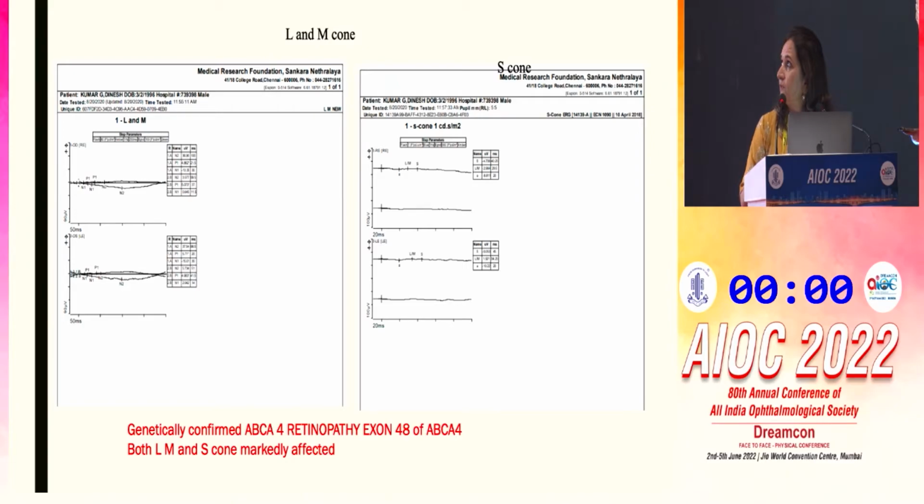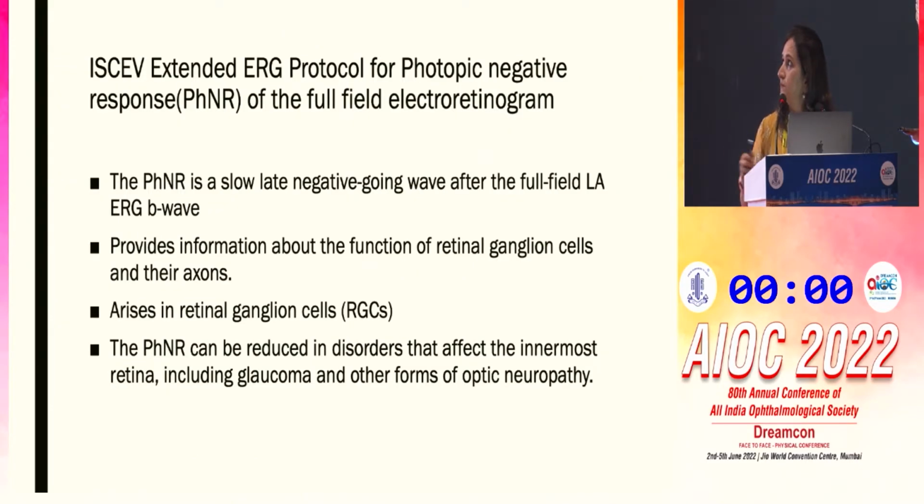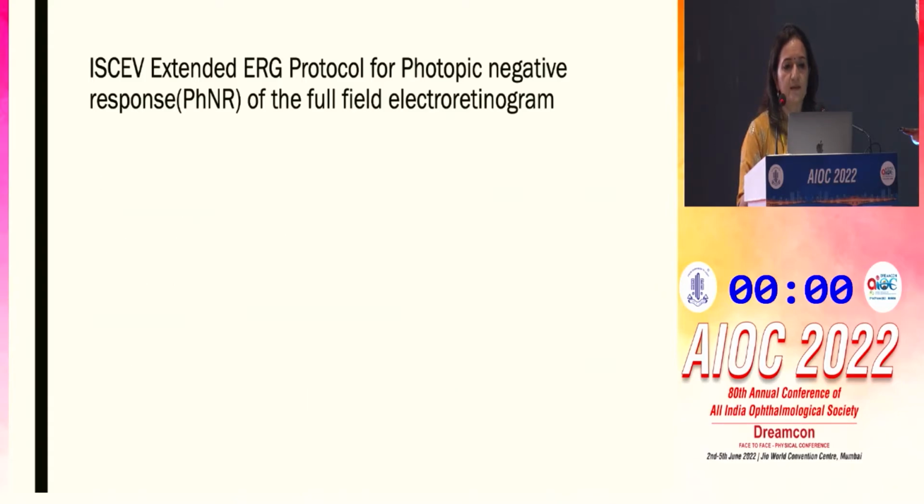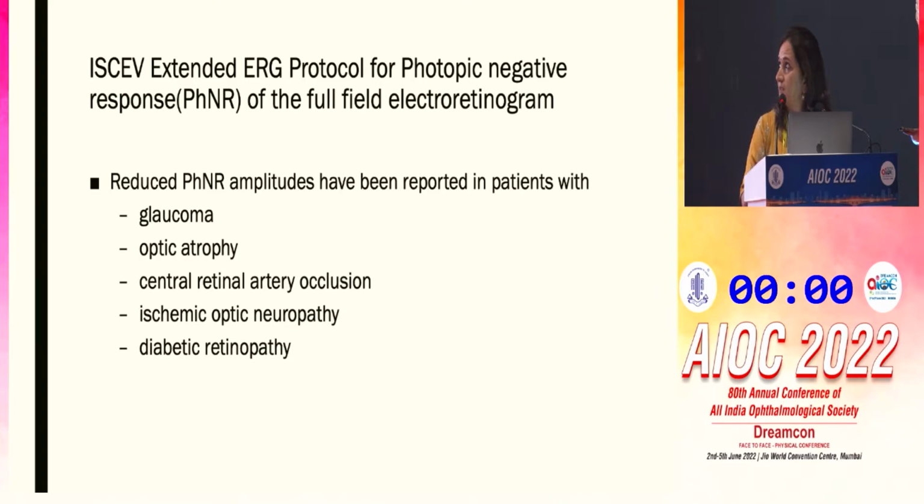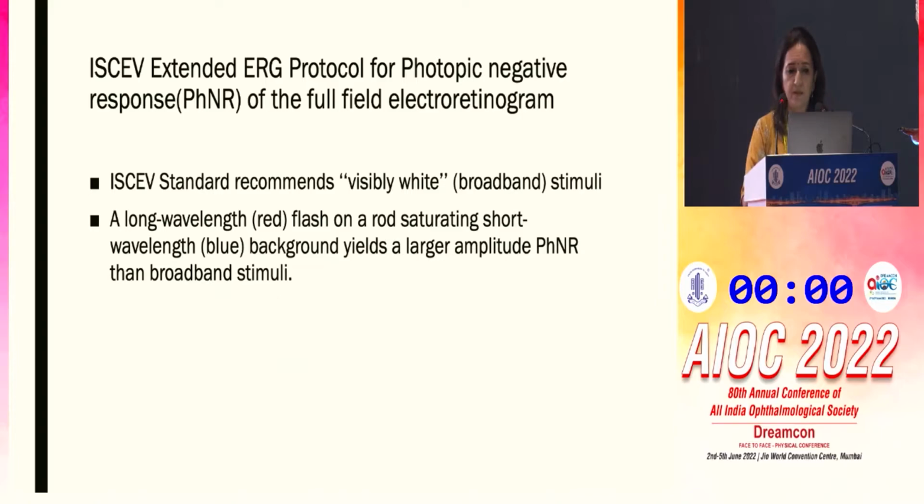We come now to the PHNR, which is the photopic negative response. Its importance comes from the ganglion cells, and it is very sensitive in cases of glaucoma, optic atrophy, central retinal artery occlusion, and diabetic retinopathy. We can do it on a visible white stimulus as well, but you can do it with a red flash on a rod saturating short blue background, which is what has been described as a standard by ISCEV for this extended protocol.